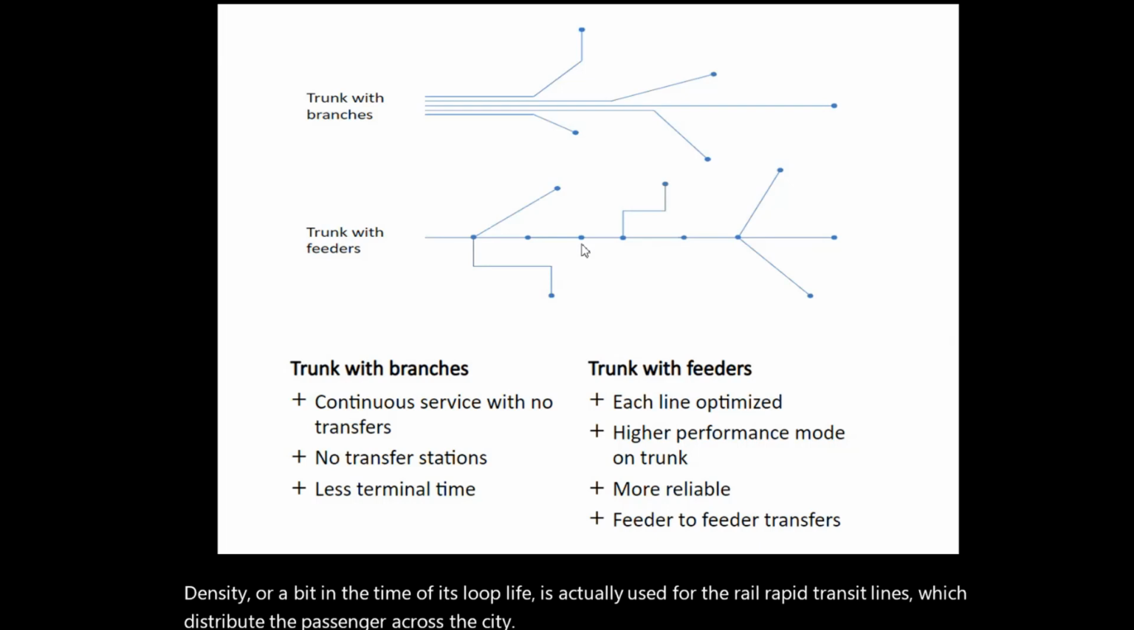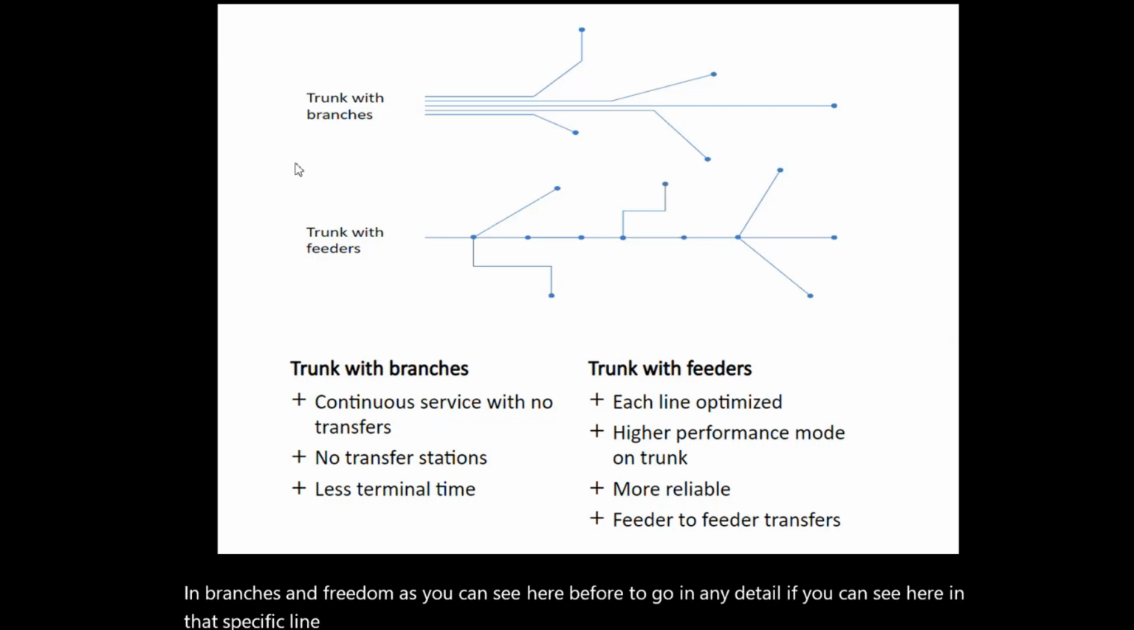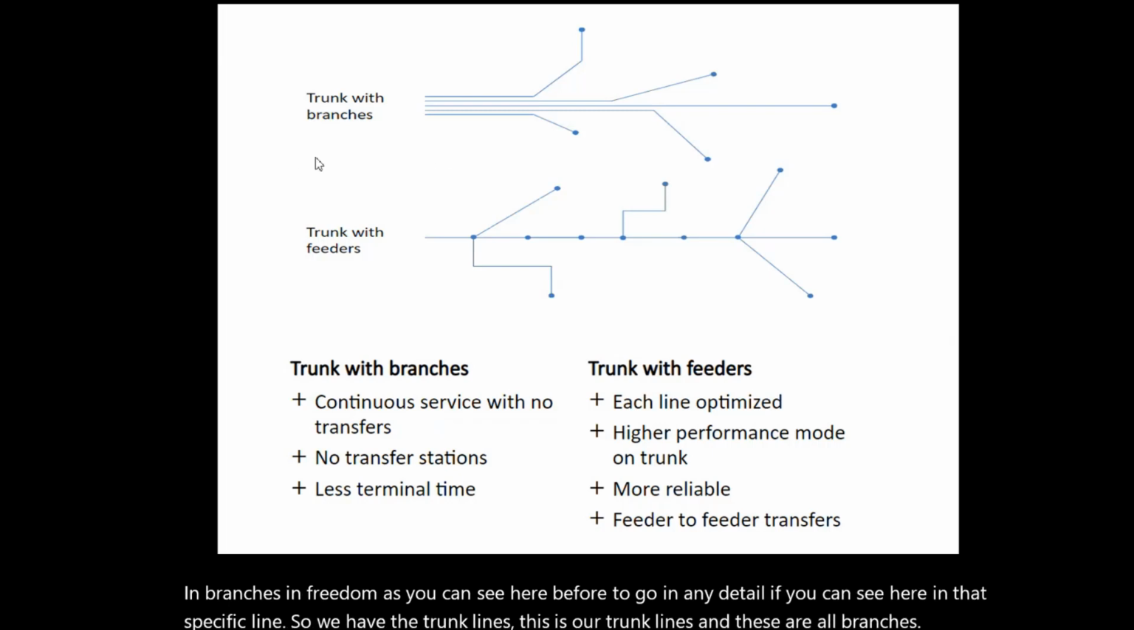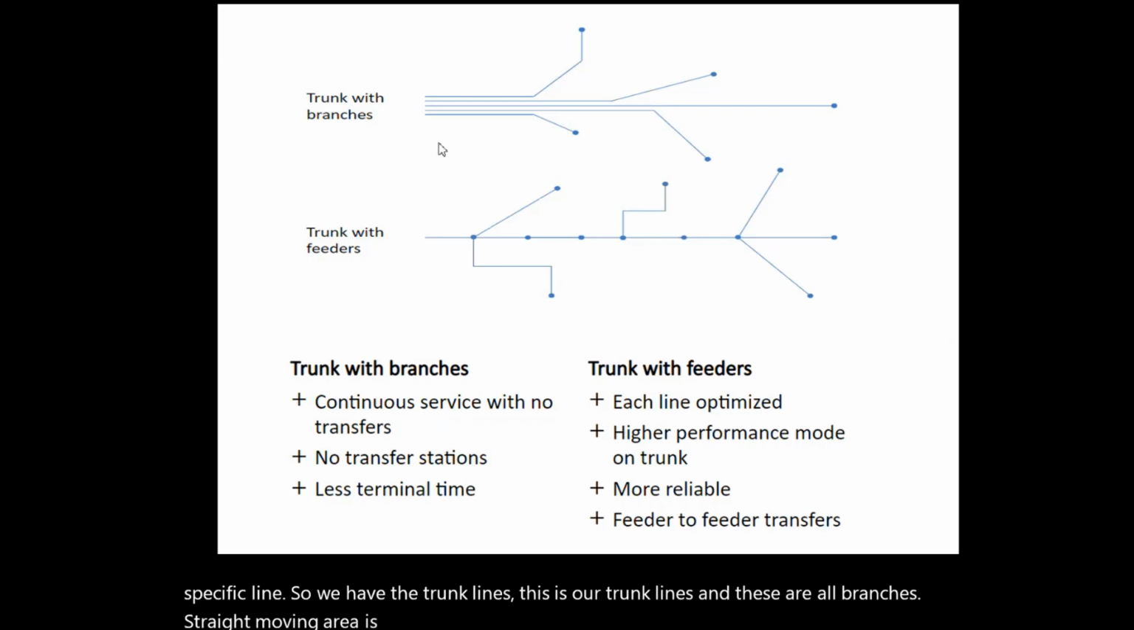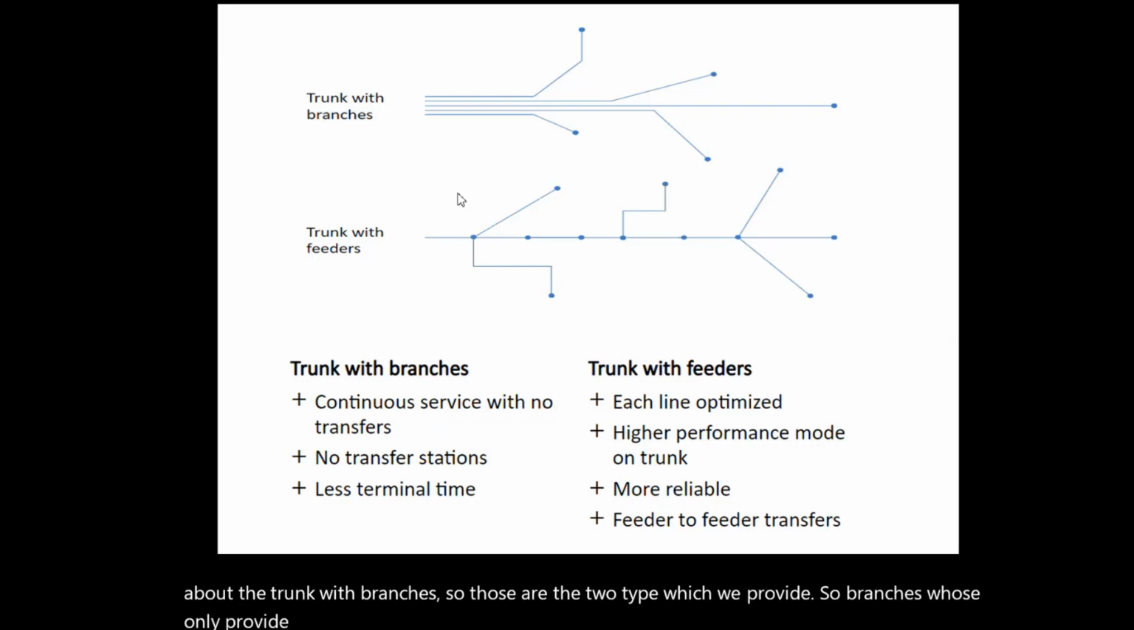The last topic is about trunk and branches and feeder. As you can see here, before going into detail, in that specific line we have the trunk line, and these are our branches. This straight moving area is our trunk line, and then we have our branch lines. So when we talk about trunk with branches, those are the two types which we provide. Branches are only provided for direct service from the trunk lines.